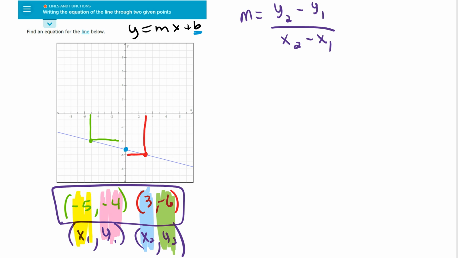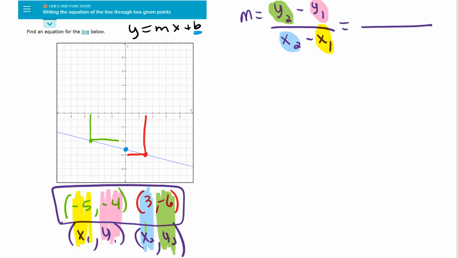X sub 1 is in yellow, y sub 1 is in pink. X sub 2 is in blue, y sub 2 is in green. So to color code it up here, the y sub 2 is the green, minus y sub 1, which is the pink, over x sub 2, which is the blue, minus x sub 1, which is the yellow.